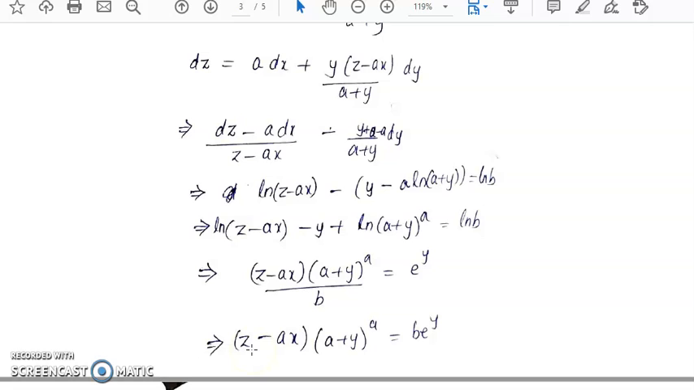So you are going to get z minus ax into a plus y whole raised to a equal to b e raised to y. So this is the solution of the given equation. Thank you.